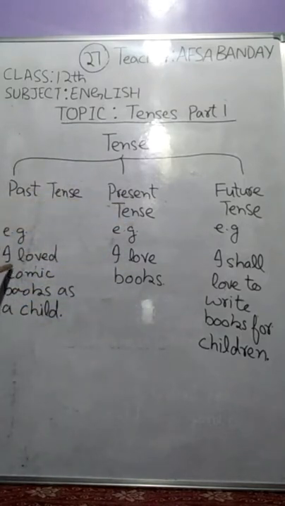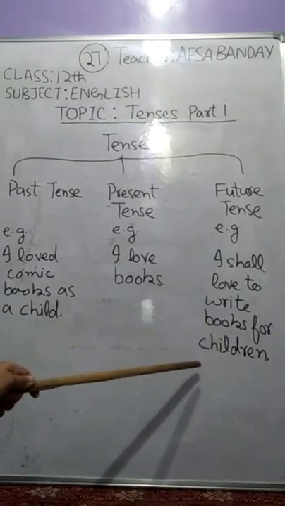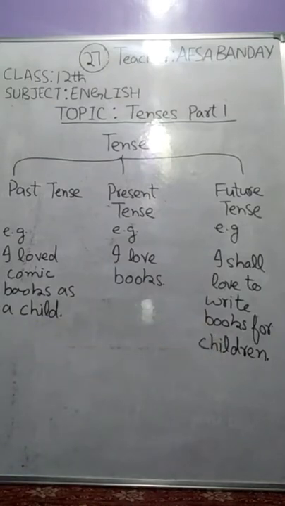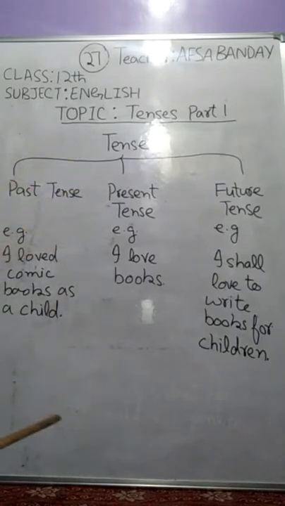Past tense, for example, I loved comic books as a child. So it refers to time that has already gone. So it refers to past time. And future: I shall love to write books for children. So it refers to future time, to coming times. That way we say that tense has present tense, past tense and future tense, and we can say whether an action belongs to present, past or future.